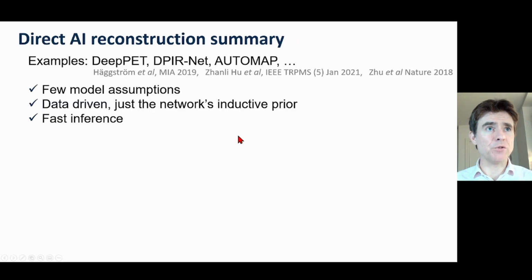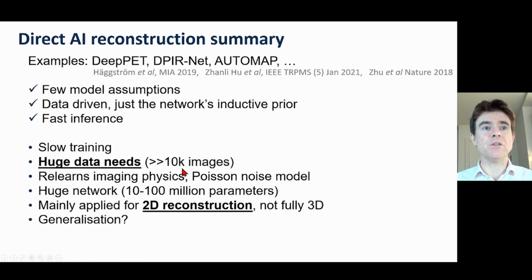So in summary then, we've looked at examples of direct architectures for PET image reconstruction, DeepPET, DPIR-Net as well, and also AutoMap could be included, but I haven't had time to cover that for MR reconstruction. They use few modeling assumptions other than the expressivity, the inductive prior or inductive bias of the network itself, and they are very fast to run. But of course, they need a lot of training data. They've lost our knowledge of the physics, the Poisson noise model, and they have many parameters, although fewer than what a linear mapping would be, but still a large number of parameters. And up to date, really, they've only been practical for 2D reconstruction.